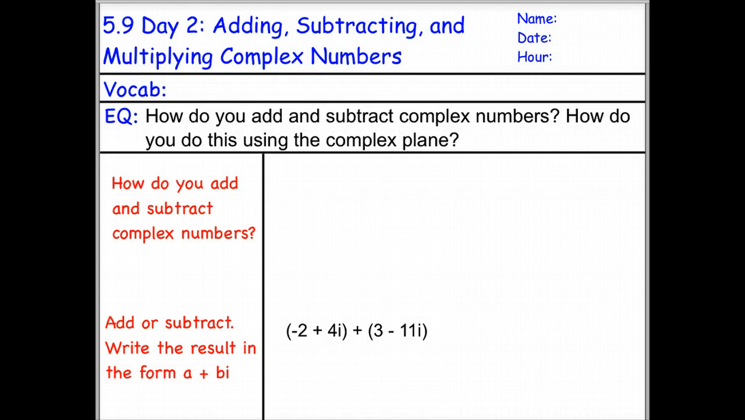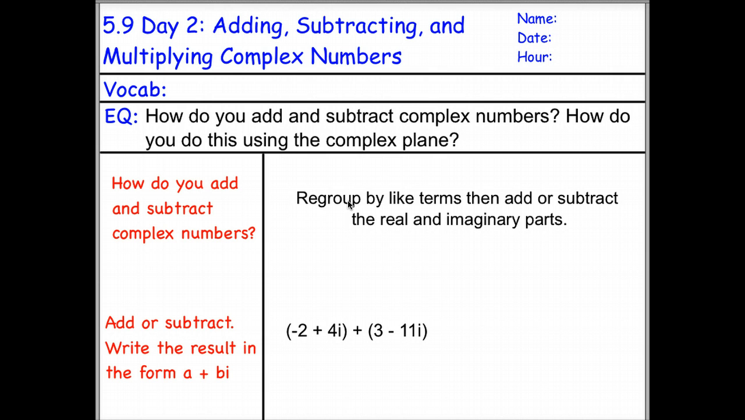Hi there, and welcome to 5.9 Day 2, Adding, Subtracting, and Multiplying Complex Numbers. What we're going to be focusing on today is how do you add and subtract complex numbers, and how do you do this using the complex plane. So let's figure out how.